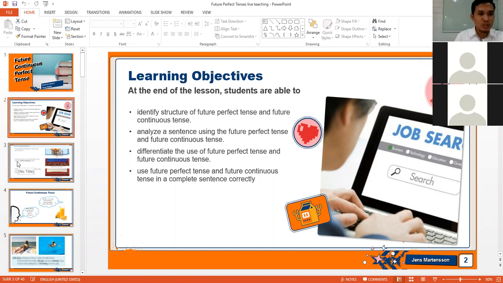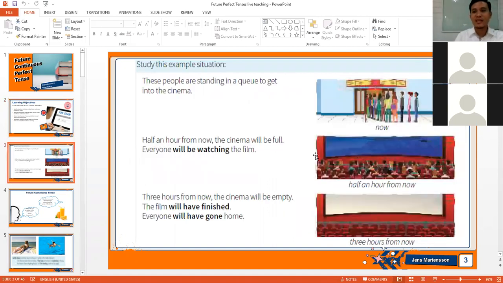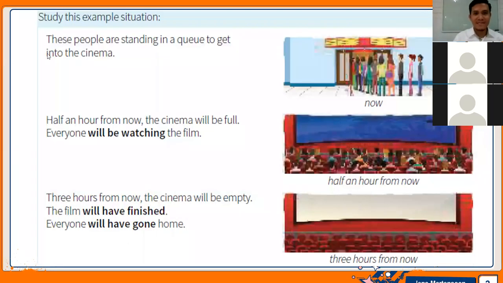Future continuous tense. Okay, let's study about this. I'm going to give you a sample situation. Look at this picture. Let's study this example situation. Maybe the picture is not really clear.